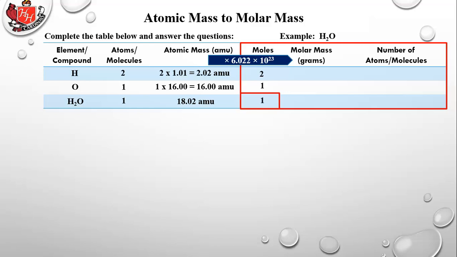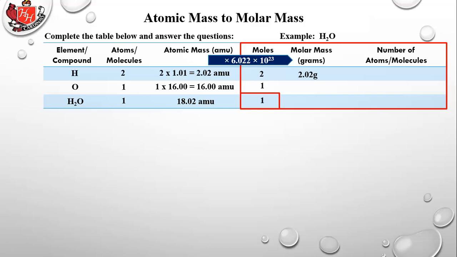Now we could have defined a mole as any number we wanted, let's say 1 times 10 to the 20th, and we'd still have 2 moles, 1 mole, and 1 mole. That's not the significance. The next column is the significance. It's that the 2.02 atomic mass units turns into the exact same number, 2.02, but in grams.